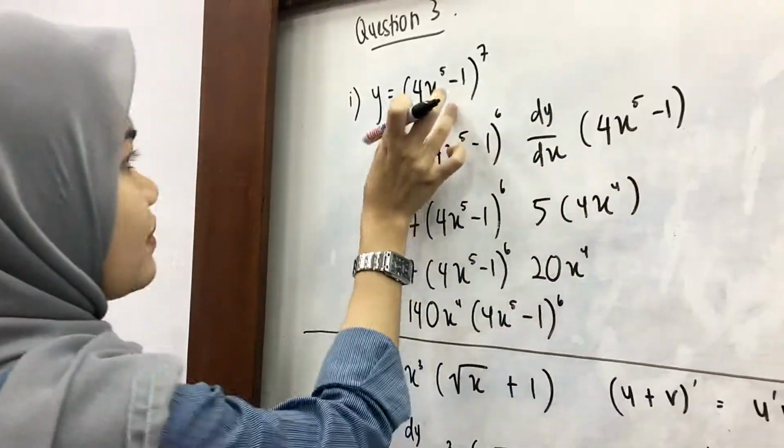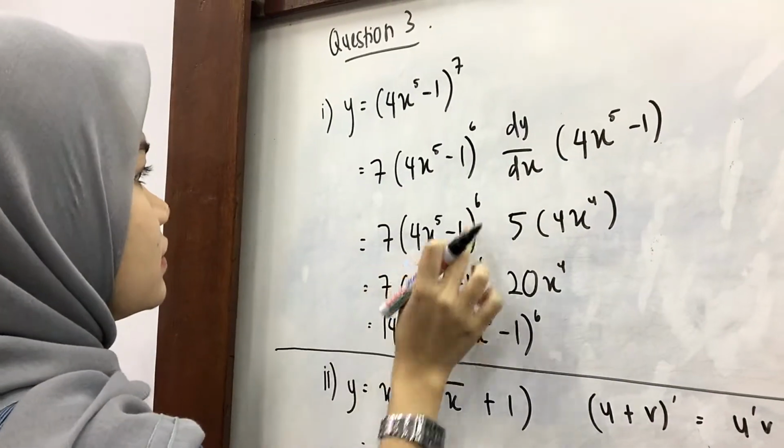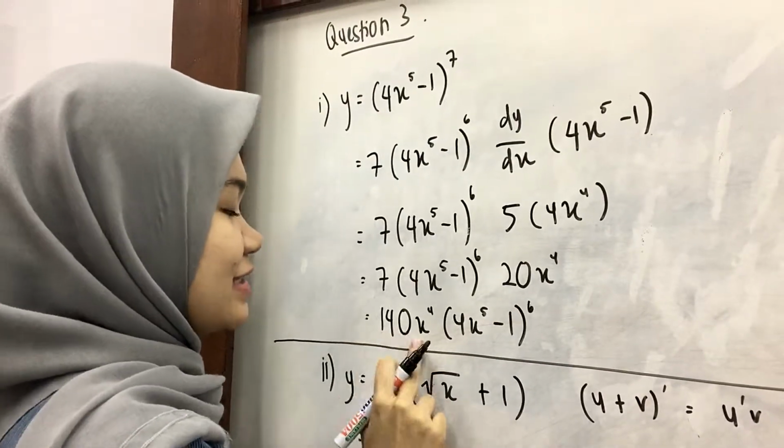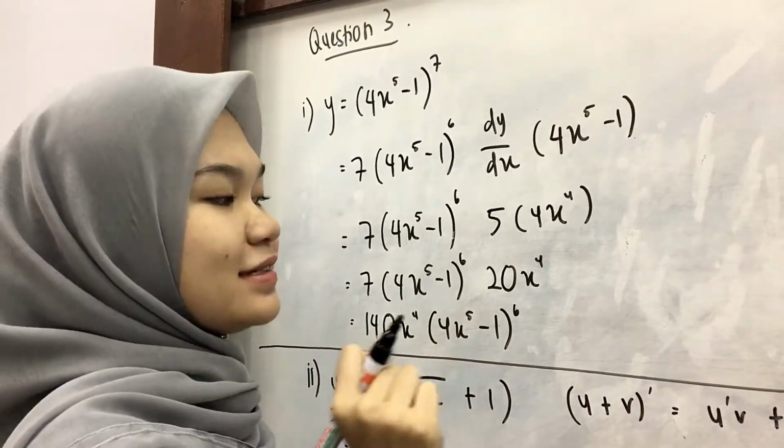Then I derive the expression in the bracket, and then I solve for this. 7 times 20 is 140x to the power of 4, and x to the power of 5 minus 1 is 6.